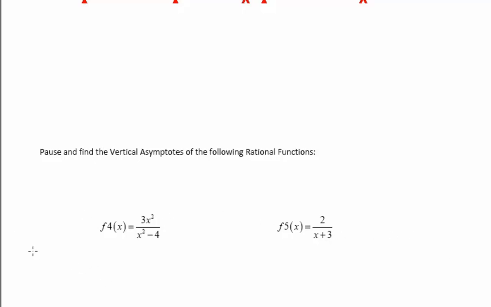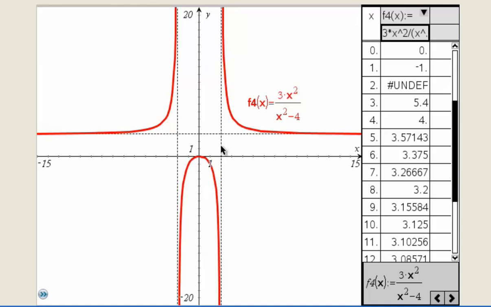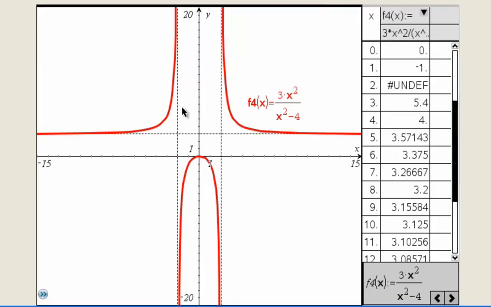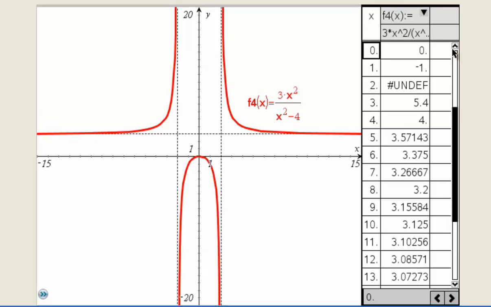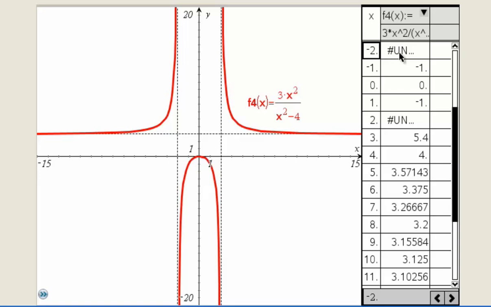Okay, here's going to be the solutions. F4, what we need to do is factor the denominator. x minus 2, x plus 2. So therefore, the asymptotes are at x equals 2 and x equals negative 2. So just the denominator, right? All right, check the graph. Here they are, at x equals 2 and x equals negative 2. Notice x equals negative 2, it's undefined, and x equals 2, it's undefined. Those are the two values it's undefined for. All the other values will give you part of the graph.